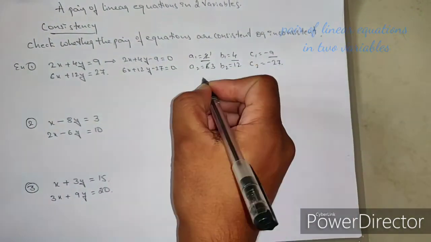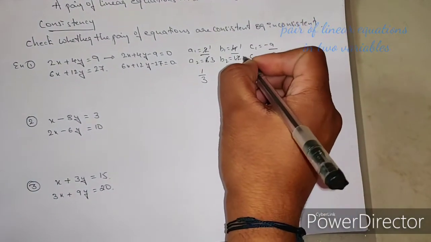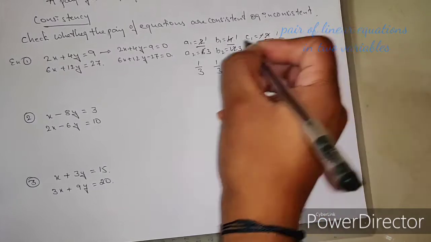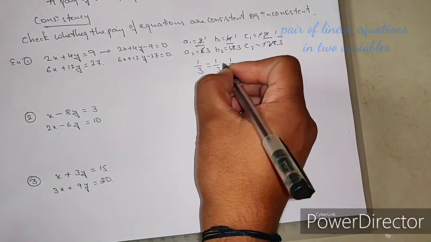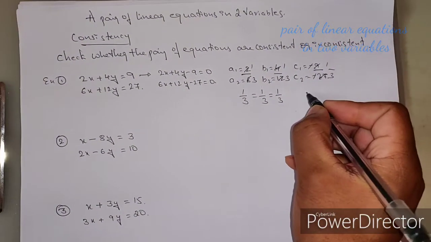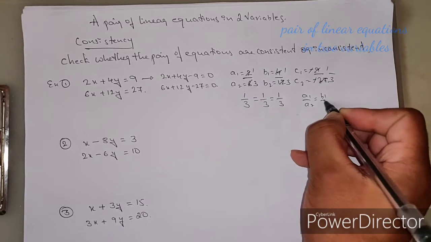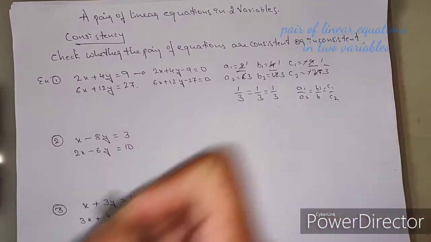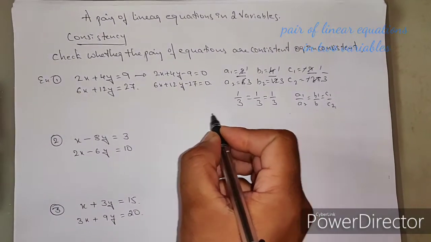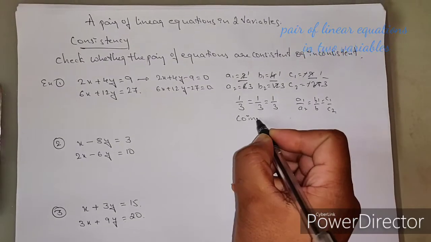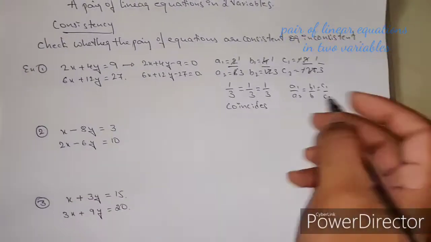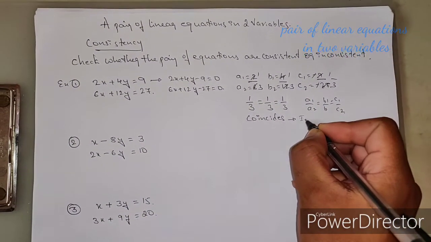2 ones are 2, 2 threes are 6, it is 1 by 3. 4 ones are 4, 4 threes are 12, 1 by 3. The minus cancels, 1 and 3, it is also 1 by 3. You can see all the three ratios are equal to each other. As we saw yesterday, if a1 by a2 is equal to b1 by b2 is equal to c1 by c2, how are the lines? All the three ratios being equal, the two lines coincide. So as you can see, if the lines coincide, we will have infinitely many solutions.